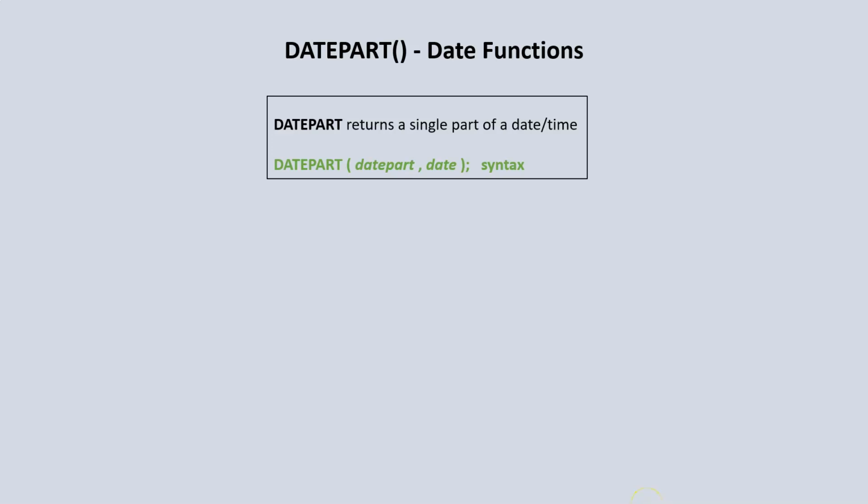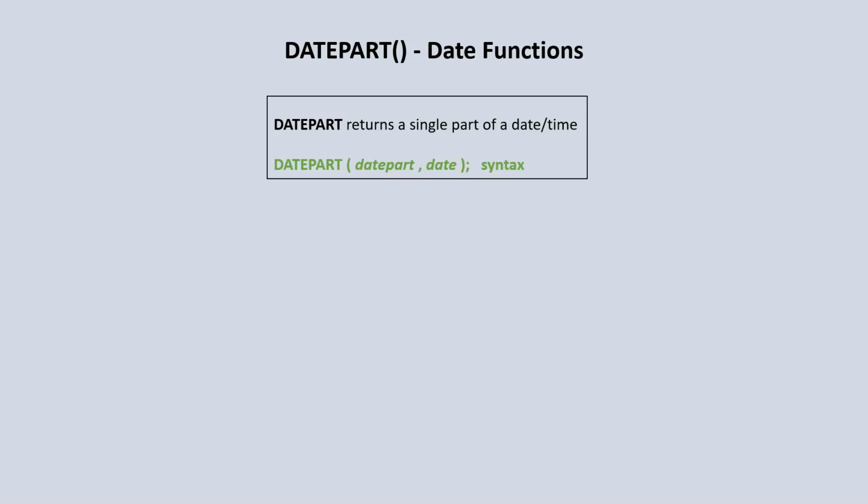The next date function we will take a look at is DATEPART. DATEPART is used to return a single part of a date or a time. The syntax is the keyword DATEPART, and then in parentheses we have the datepart and the date. The date is the date from which we want to retrieve part of it, and the datepart is which part of the date we want to retrieve.